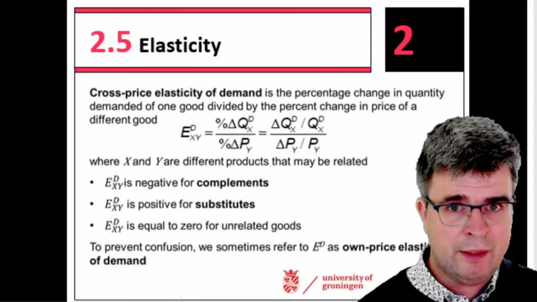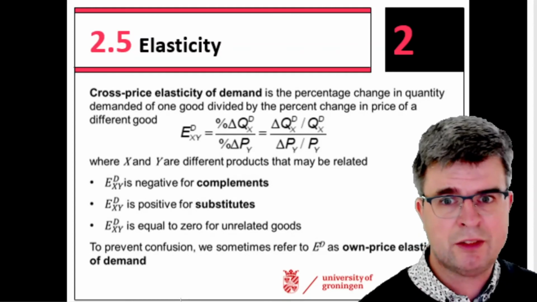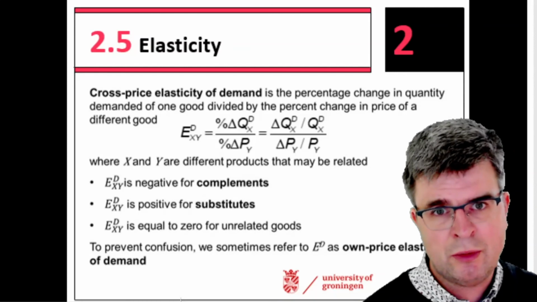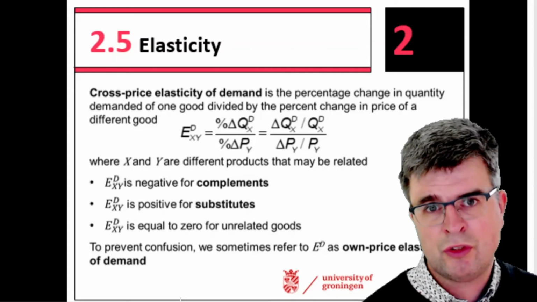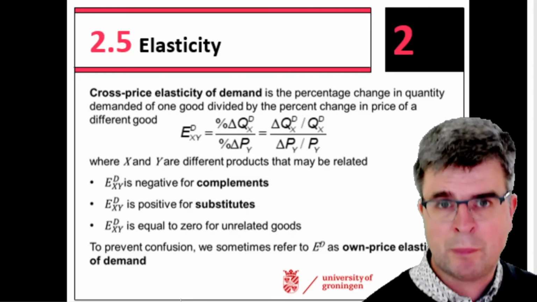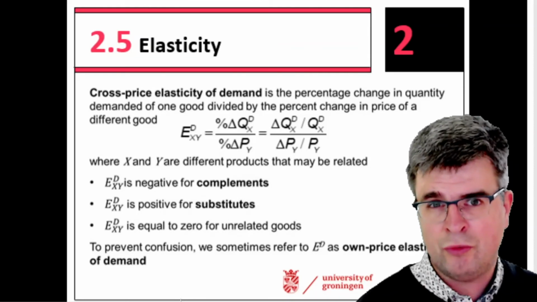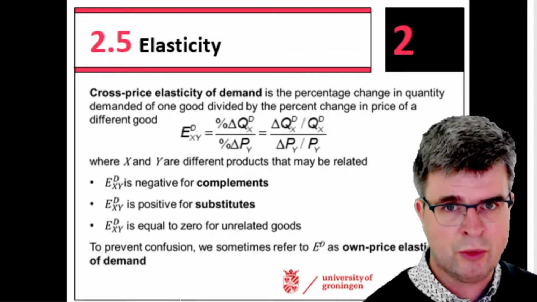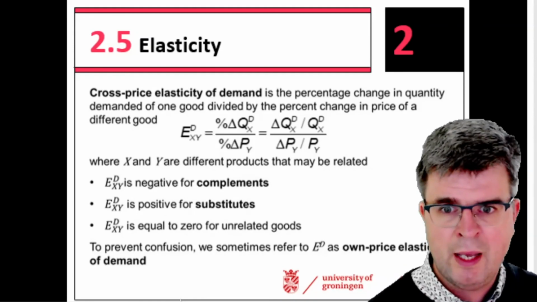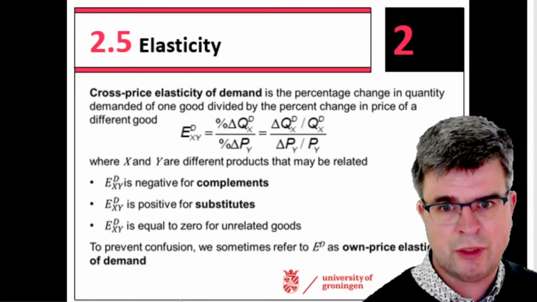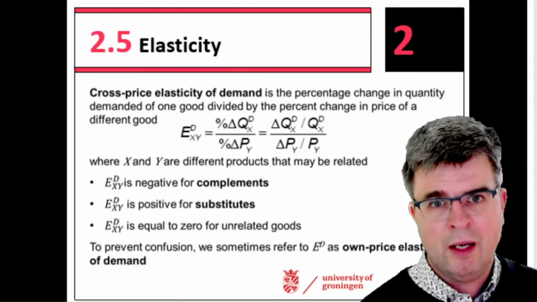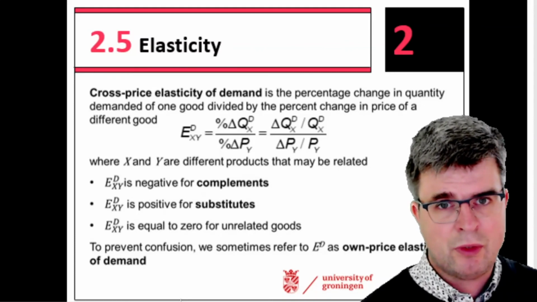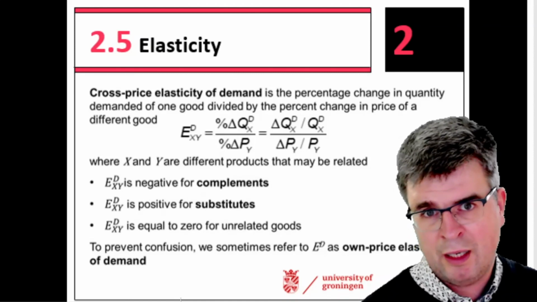Then finally, we have the cross price elasticity of demand, which tells you by what percentage the quantity demanded for a good changes in response to a change in the price of another good. So not the good that you consider. And if two goods are complements, it means that they go together. So that may be, say, pizza and Coca-Cola.